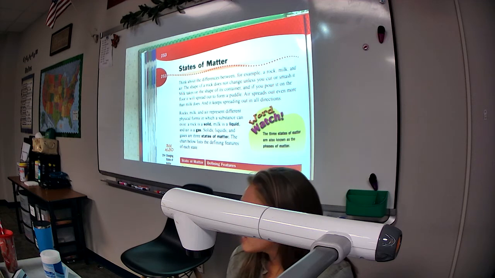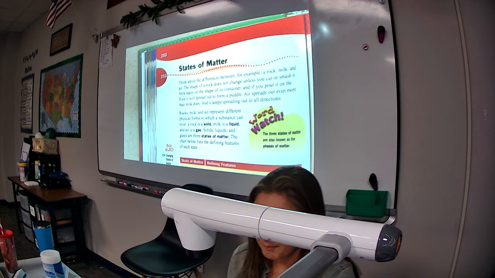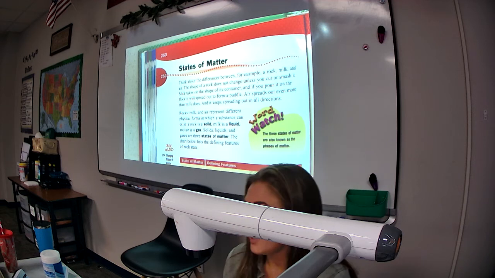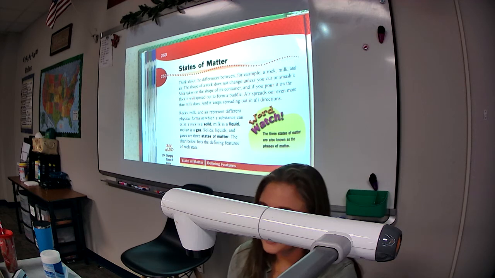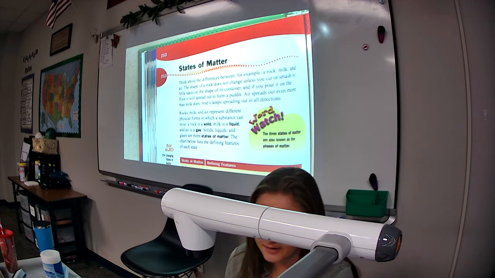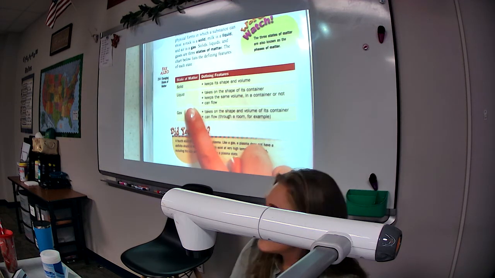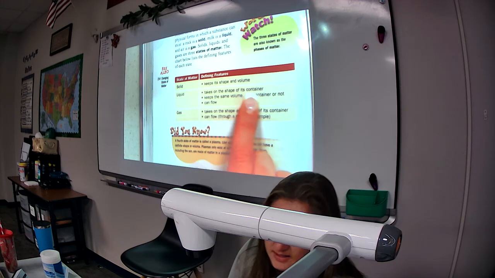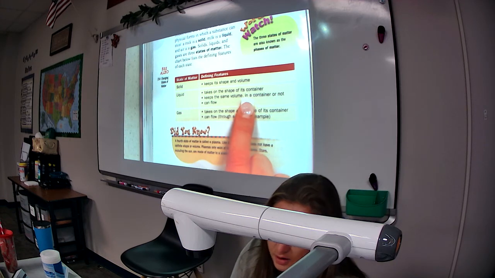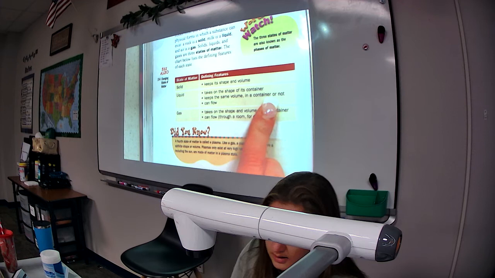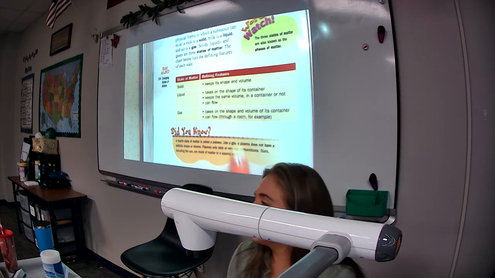Rocks, milk, and air represent different physical forms in which a substance can exist. A rock is a solid. Milk is a liquid. And air is a gas. Solids, liquids, and gases are three states of matter. The chart below lists the defining features of each state. A solid keeps its shape and volume. A liquid takes on the shape of its container, keeps the same volume, in a container or not, and can flow.